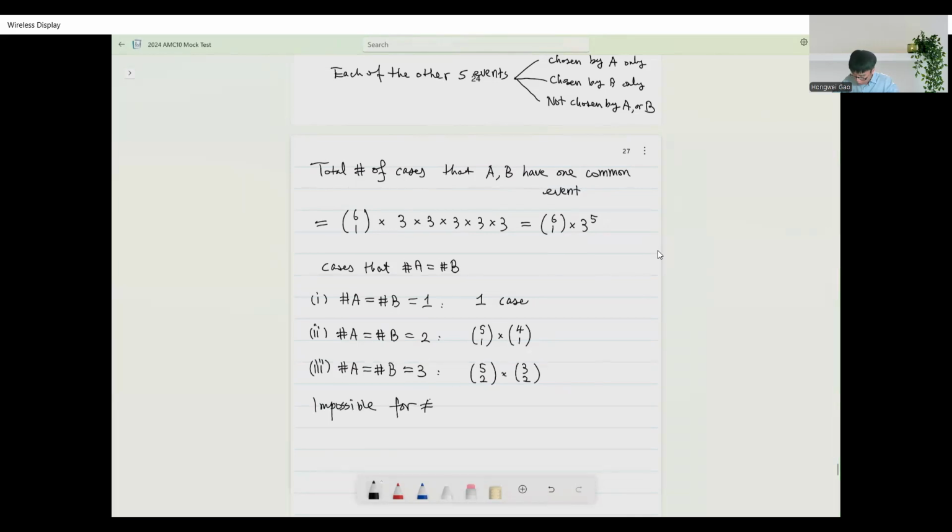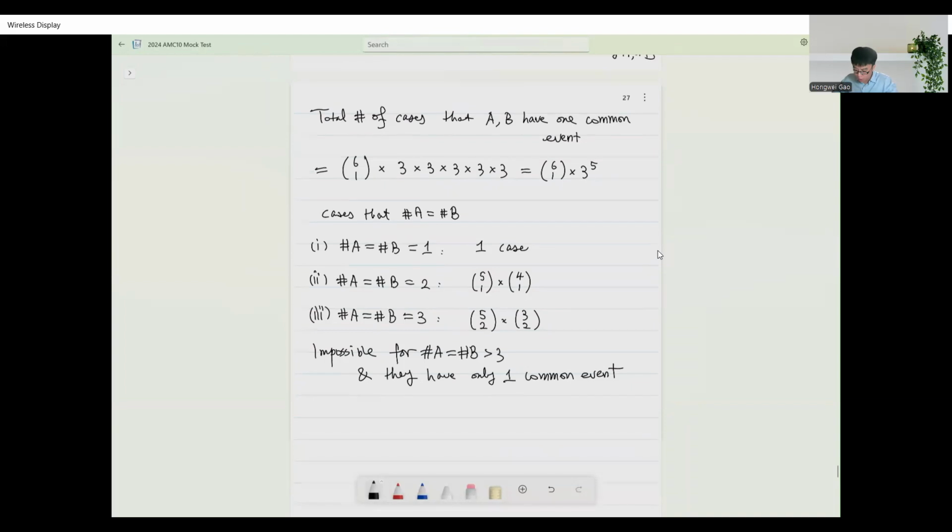For number A equals number B larger than 3, and they have only one common event, because there are only 6 events in total. If they have one common event, there are only 5 events left. It's impossible for each of them to register at least 3 more events, but there's no overlap, right? That's not possible. So in this case, we can consider the total number of cases, number A equals number B.